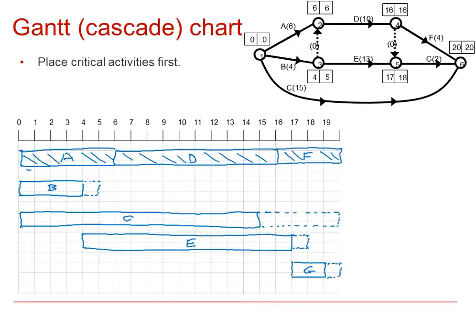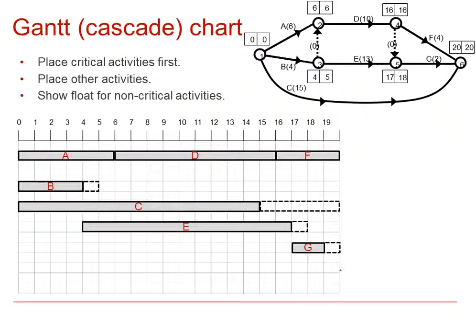So remember to place critical activities first in the diagram and place other activities as early as they can be allowed to start, and we show float for non-critical activities as short dotted lines where necessary. So there's a solution, nice and neat, as you might produce in an exam question.